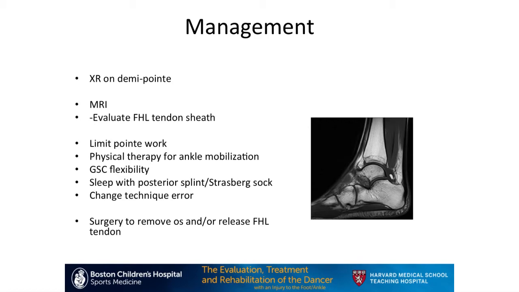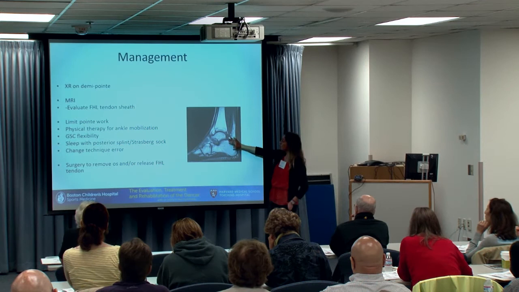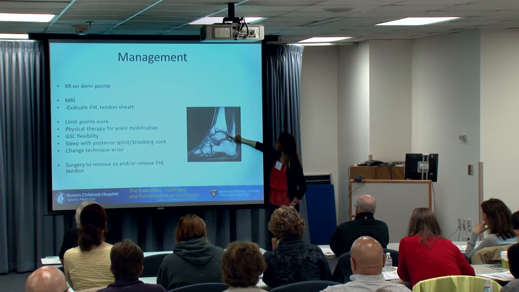And here we have a T1 weighted MRI sagittal looking at the side. You've got the Achilles tendon here, the os trigonum here, the talus, here's the tibia and the calcaneus.